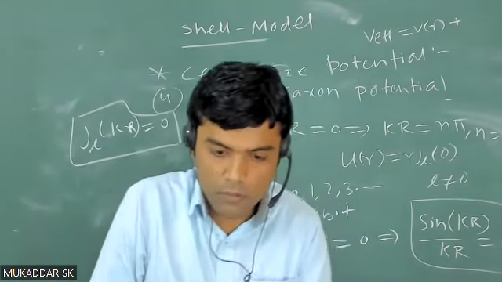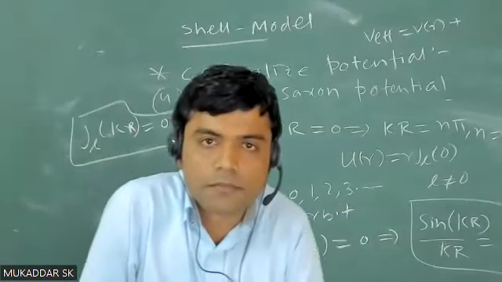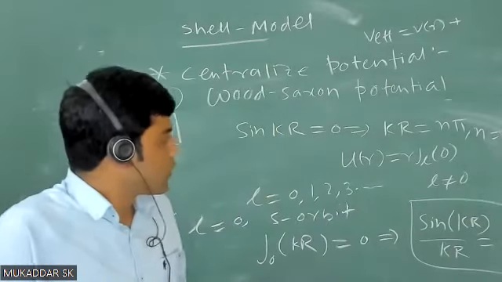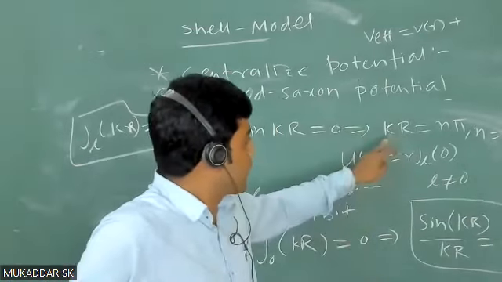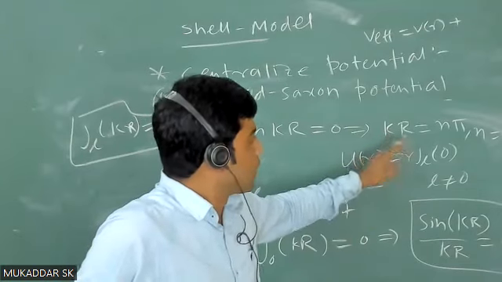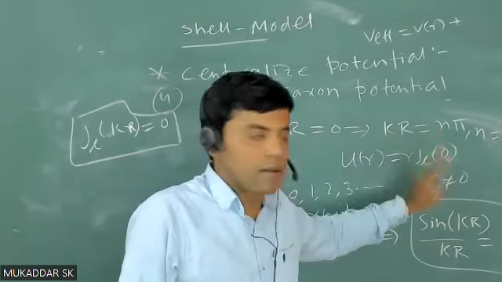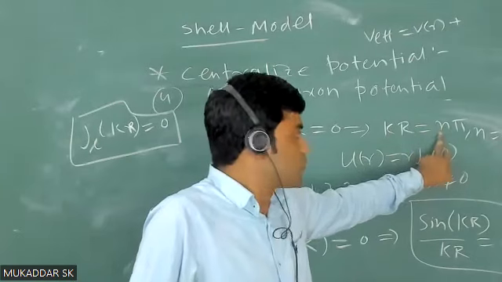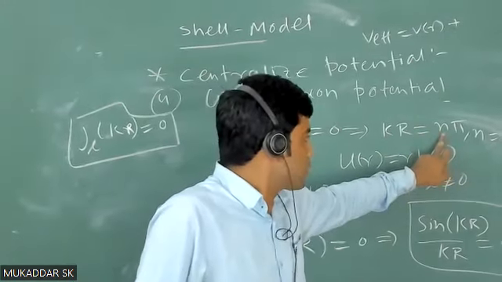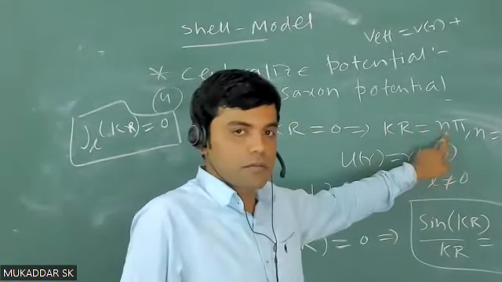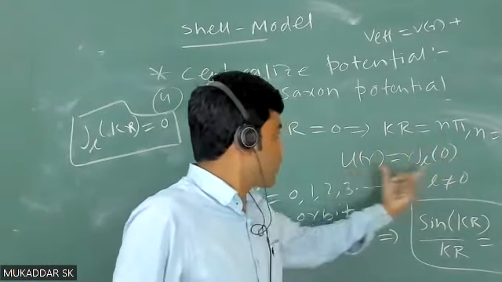Is this clear to everyone? That means L not equal to 0 will never happen. I am saying that you cannot take n equals to 0. If you take n equals to 0, then what will happen? K should be 0. If K should be 0, this will be the form of wave function.